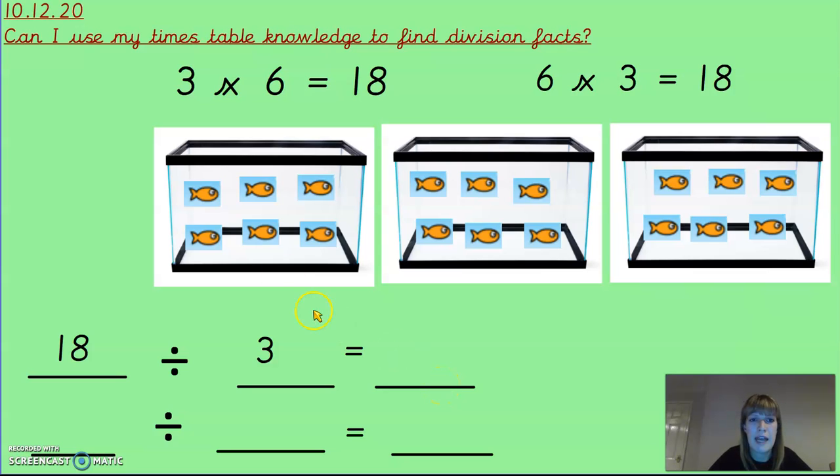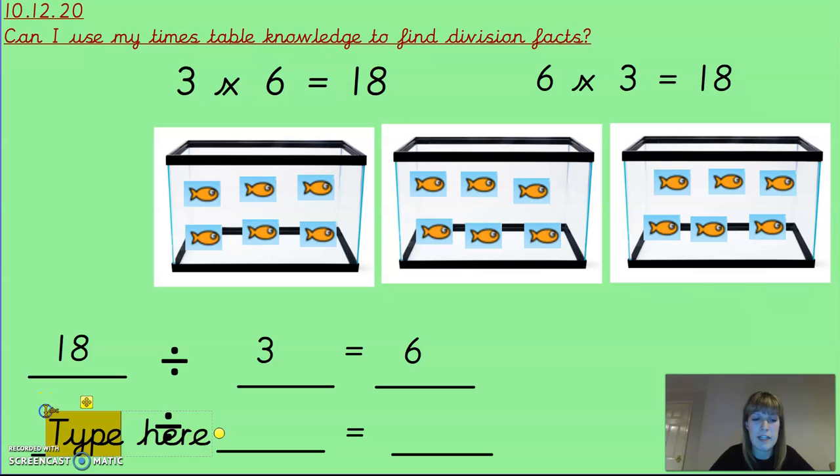So in one tank, there is 1, 2, 3, 4, 5, 6 fish. So I know I've just divided 18 by 3, and that equals 6. Just like so. I have another number sentence underneath. I wonder if you could guess what that is, using the division sentence above to help you.